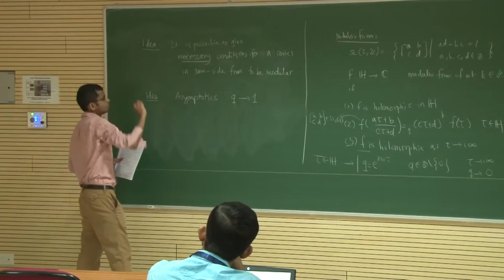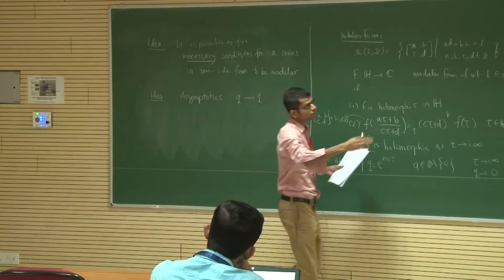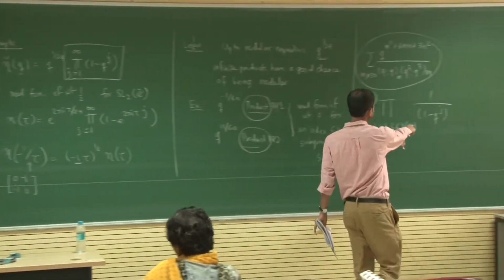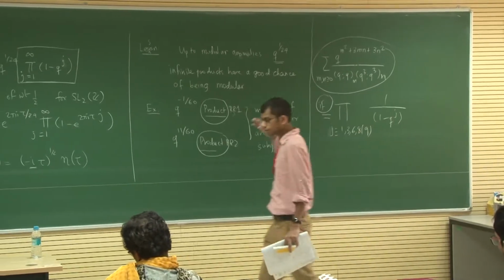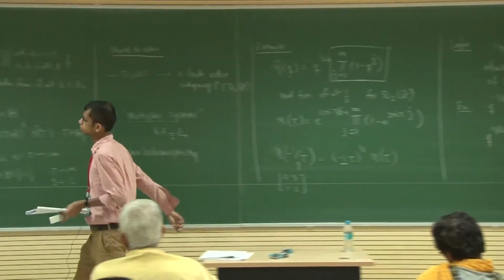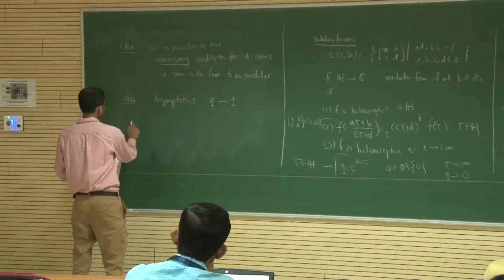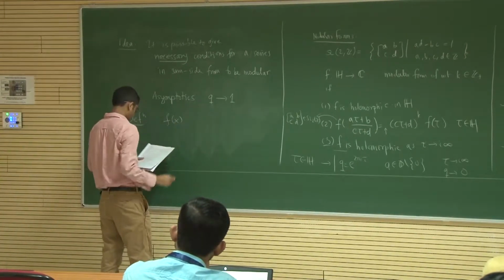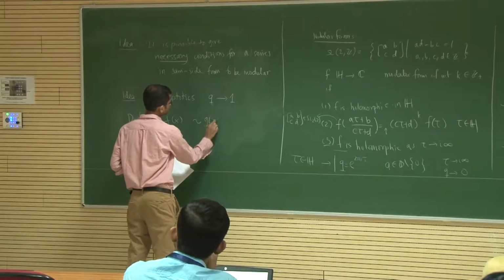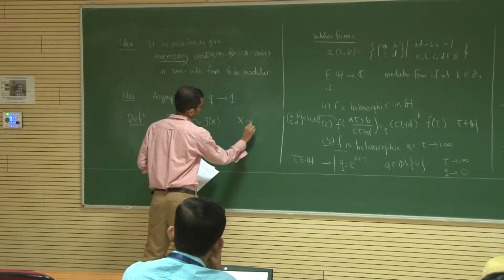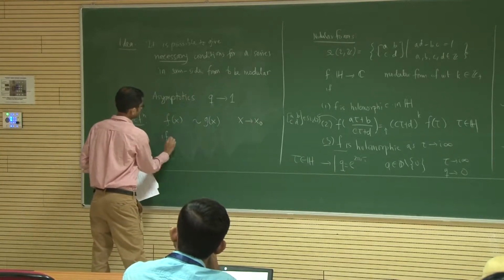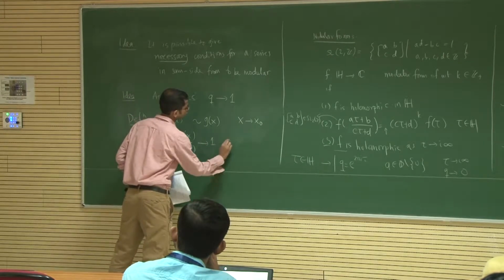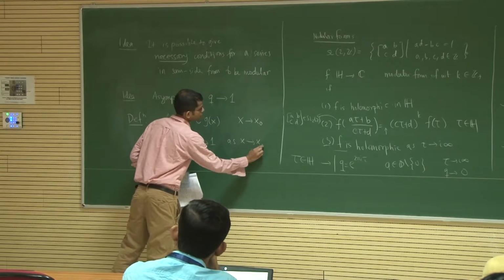And again, these have exponential singularities as q goes to 1. You cannot plug in q equal to 1 in any of these products. So, we want to figure out what is the asymptotic expansion. So, what is asymptotic? Definition: I say that f is asymptotically equal to g as x approaches x naught if f(x) divided by g(x) approaches 1 as x approaches x naught.